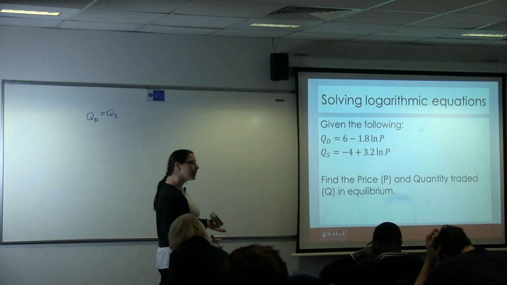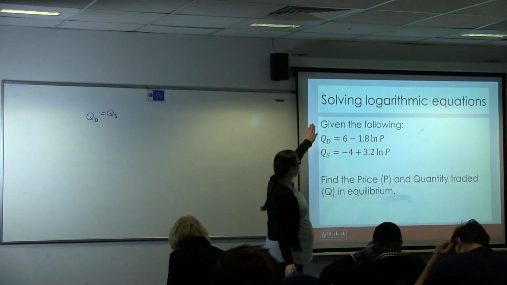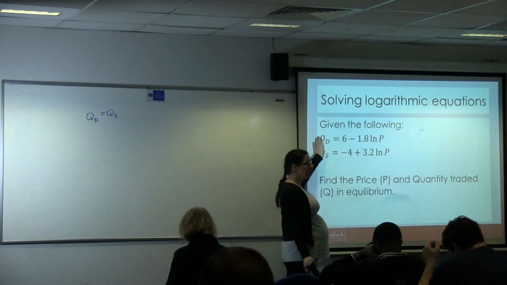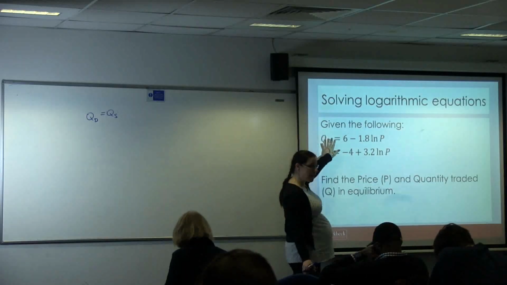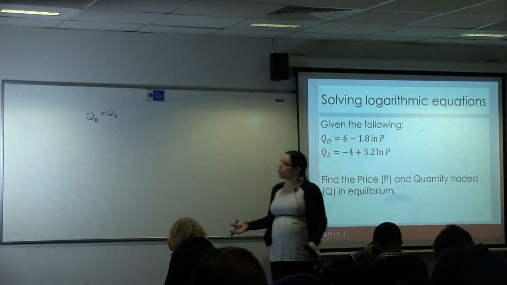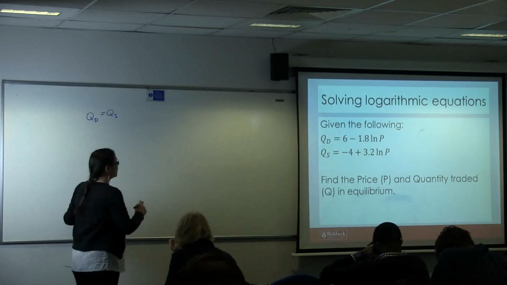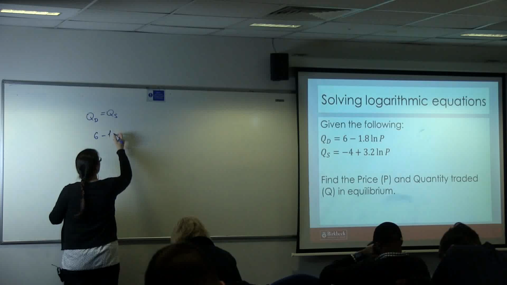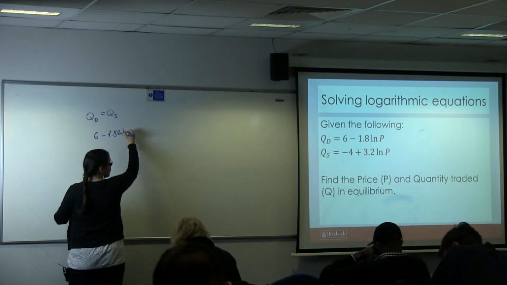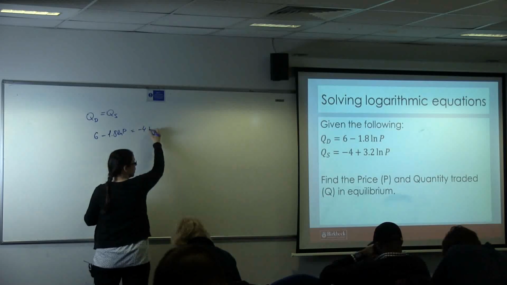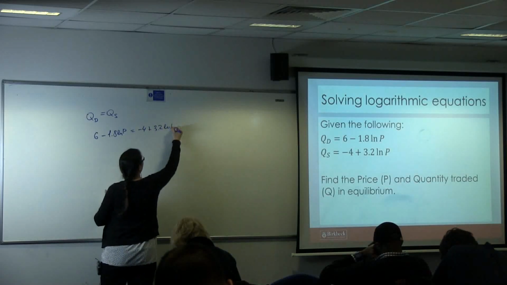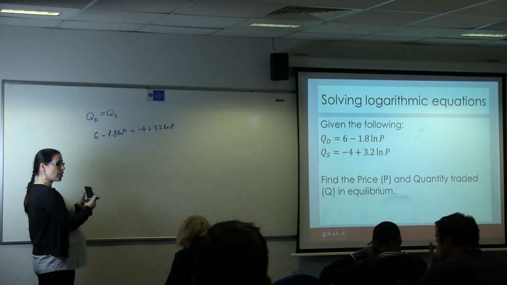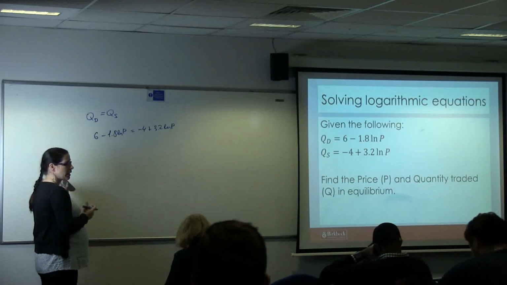Now, if that's the case, then because on these sides of the two equations I have got exactly the same values, the left-hand sides of the equations are equal, therefore the right-hand sides have to be equal as well. So, straight away, that simultaneous equations cancels down to 6 minus 1.8 ln p equals minus 4 plus 3.2 ln p. So what you're going to do now, rearrange the equation so you have got the variable on one side and the numbers on the other side.